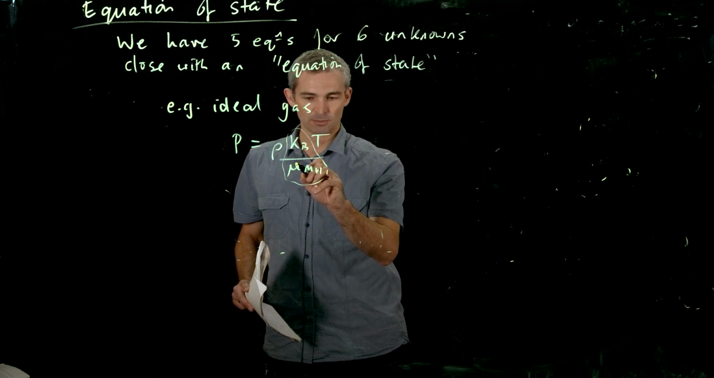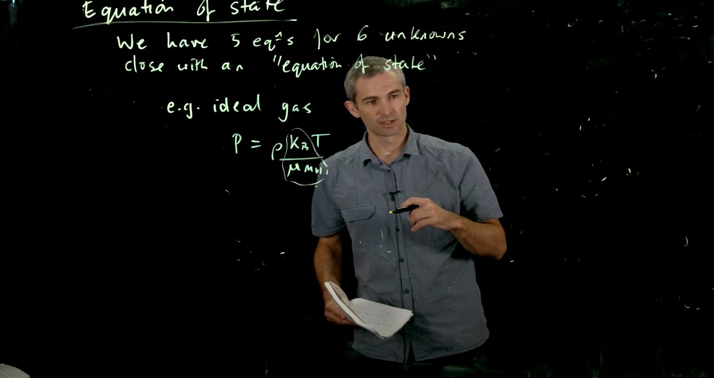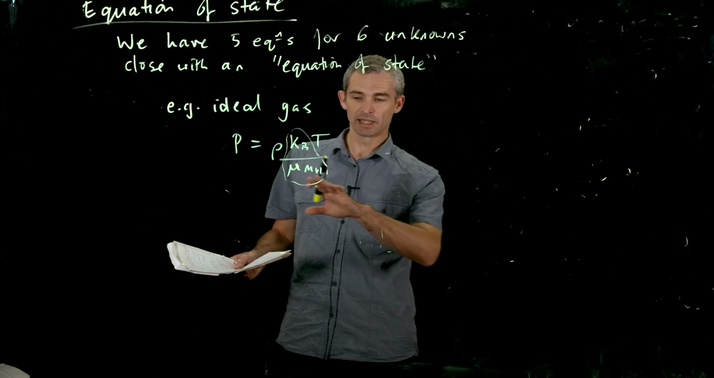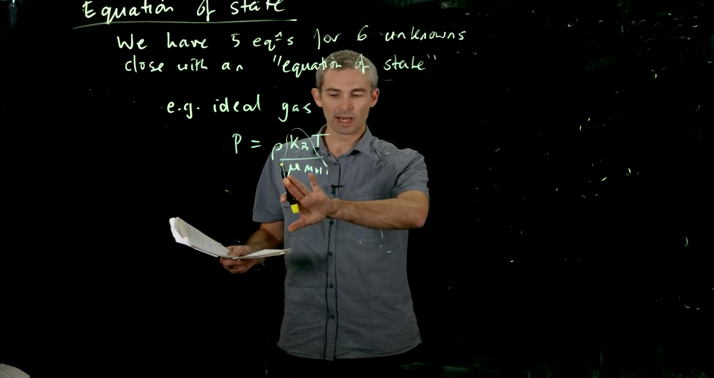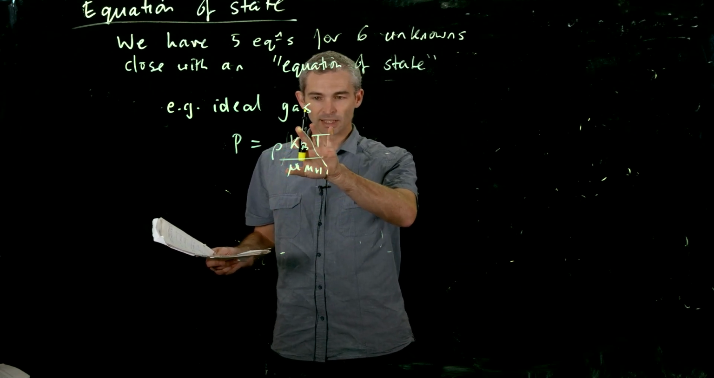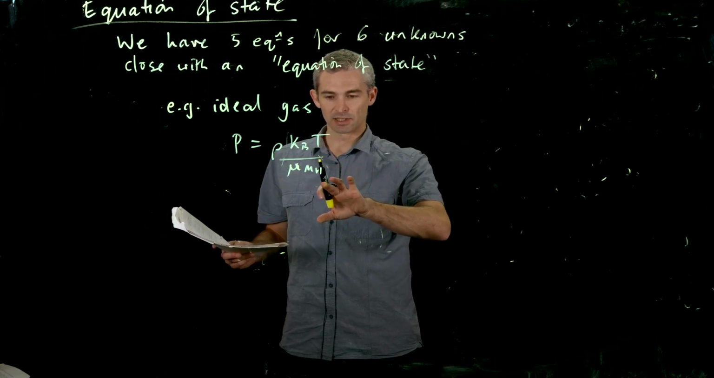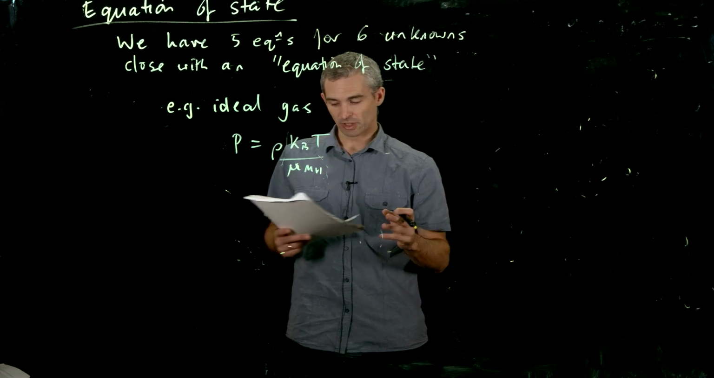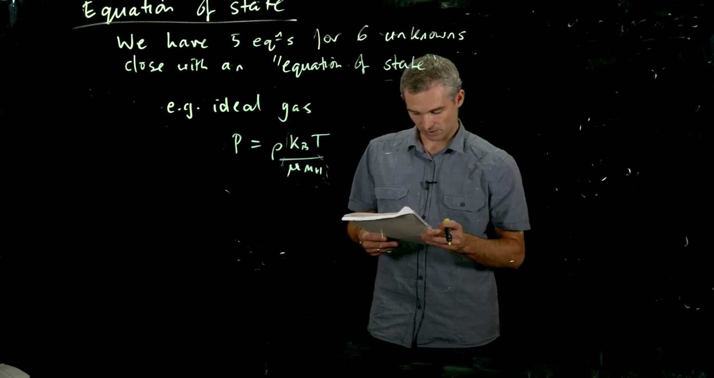Mu is basically 2 if you're molecular hydrogen, 1 if you're atomic hydrogen, and depending on whether you're ionized or not. So it's the mean weight per molecule. k_B is just a constant, m_H is just a constant. So I would recommend using this form of your ideal gas equation of state just so you don't get confused.